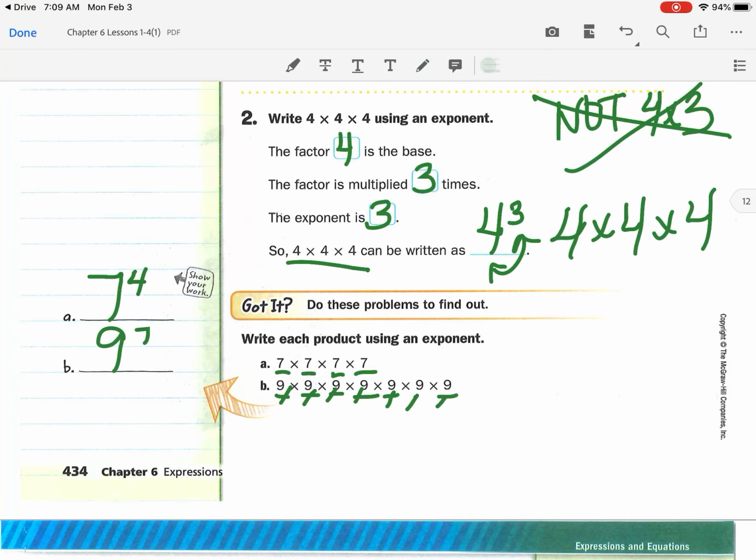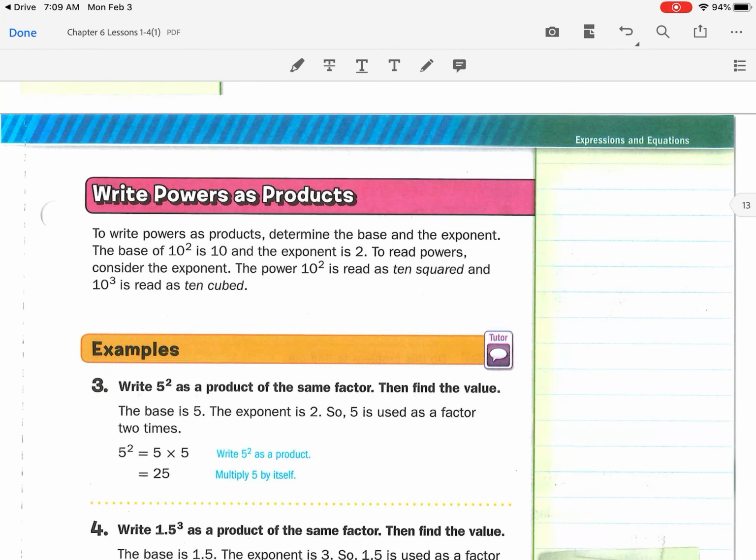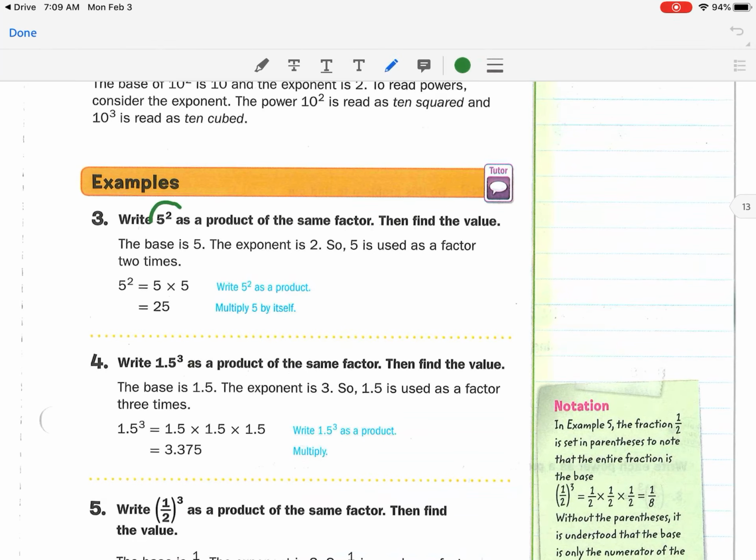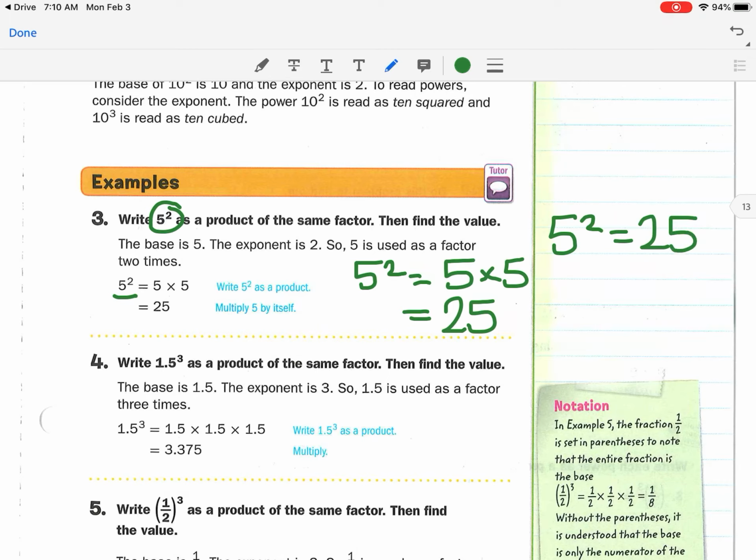All right, let's take a look at the next page. It says write powers as products. So basically what we're doing now is we are going to be looking at an exponential form, and we're going to actually try to figure out how much the value is of that exponential form. So for example, 5 to the second. We want to make sure if we have 5 to the second that we actually rewrite it as 5 times 5. And then this is where we get to use a calculator. However, sometimes obviously we don't need a calculator. 5 times 5 is 25. So 5 to the second really equals 25.